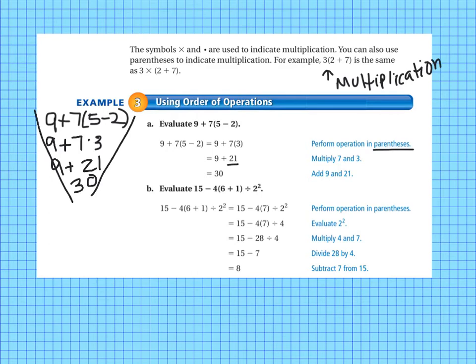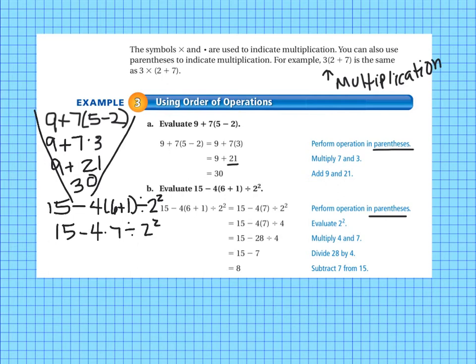So we start with 15 minus 4 times (6 plus 1) divided by 2 to the second power. So we're going to look at parentheses first. So 6 plus 1 equals 7. And then we put everything back exactly the way it was. And we're multiplying that 7 by a 4. And in front of that we have 15 minus everything.